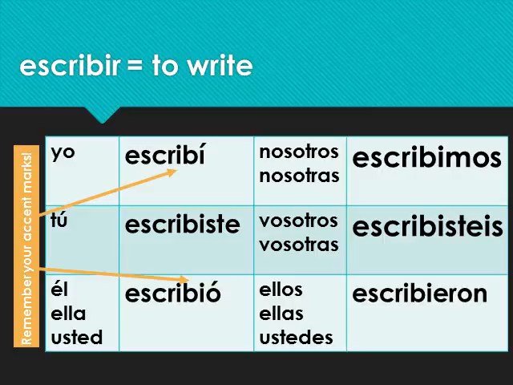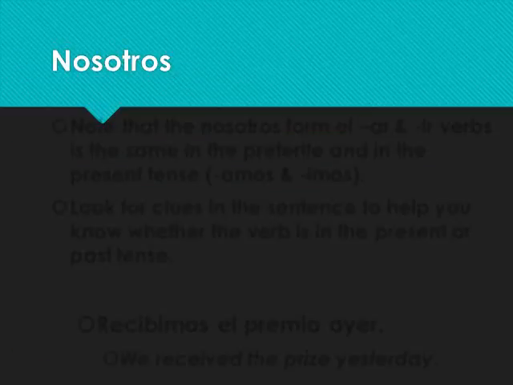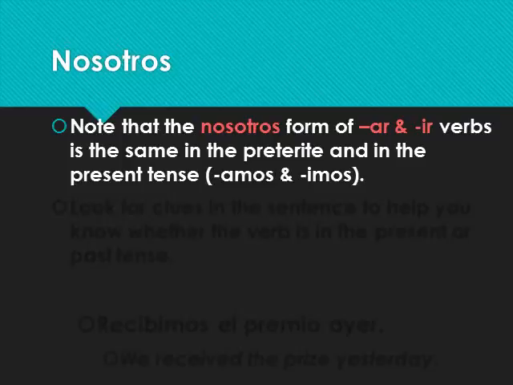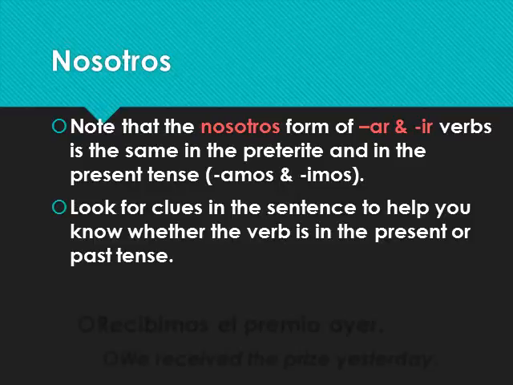Just saying. All right, so I just want to touch on nosotros for a second. Note that the nosotros form of AR and IR verbs is the same in the preterite and in the present tense. So for AR verbs, it's "amos." For IR verbs, it's "imos," okay? And those are the same as the present tense. So you actually have to look for clues within the sentence to help you know whether the verb is in the present or the preterite tense, okay?